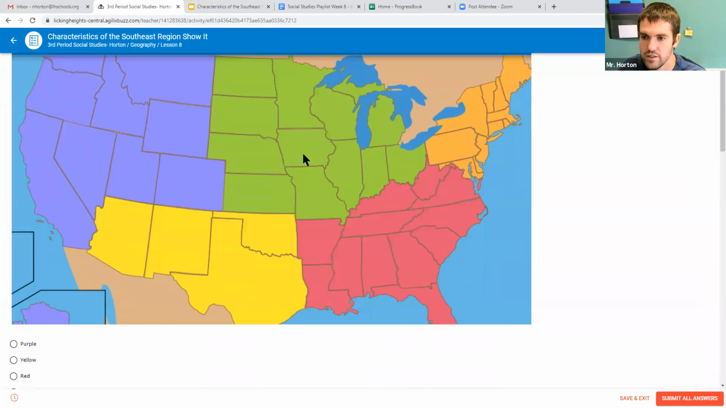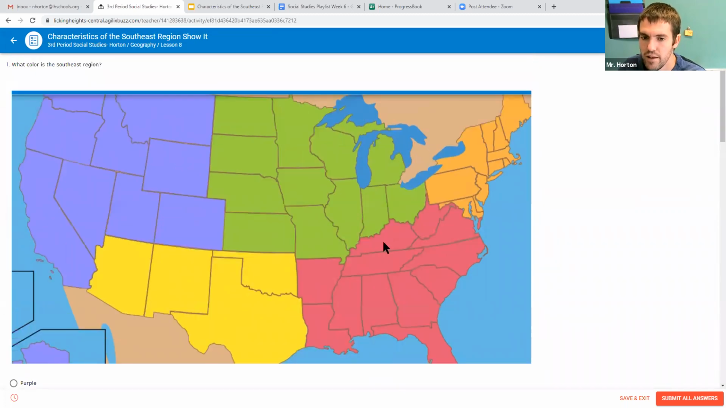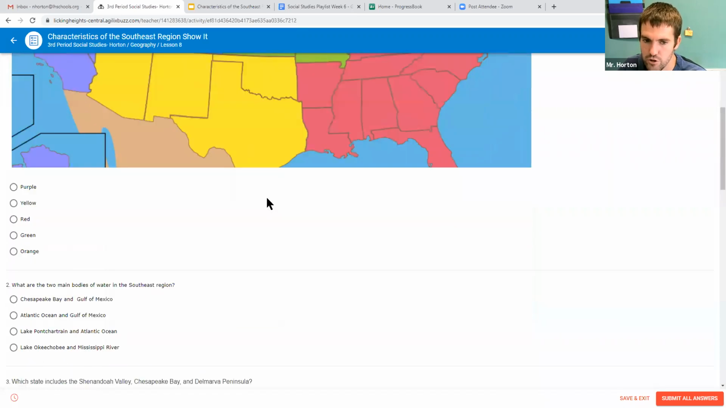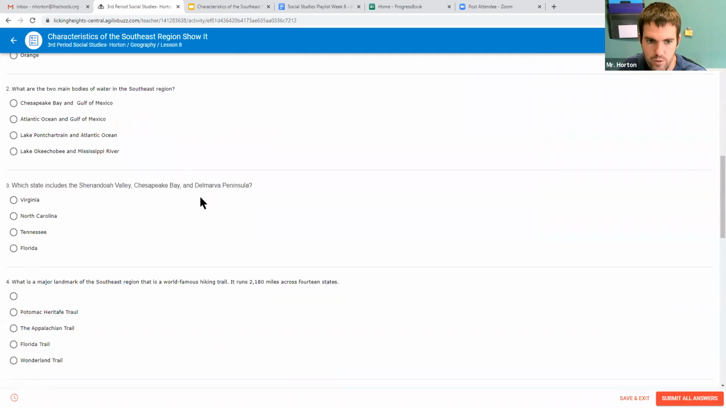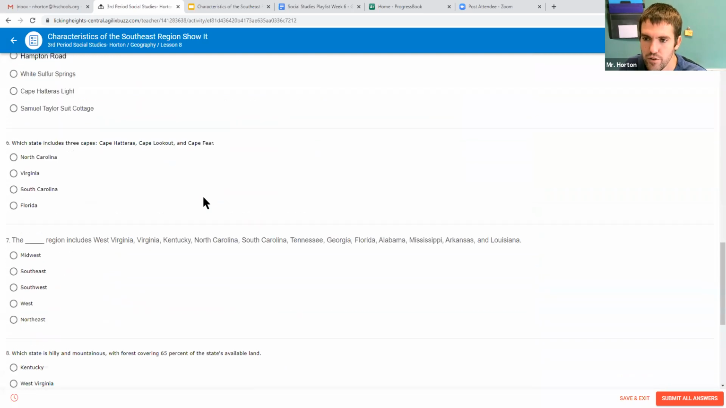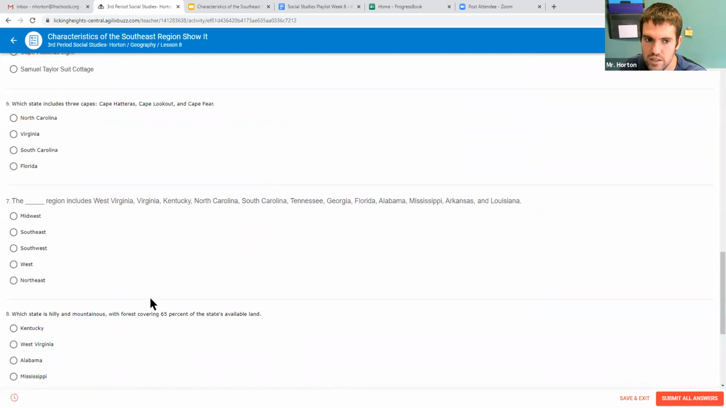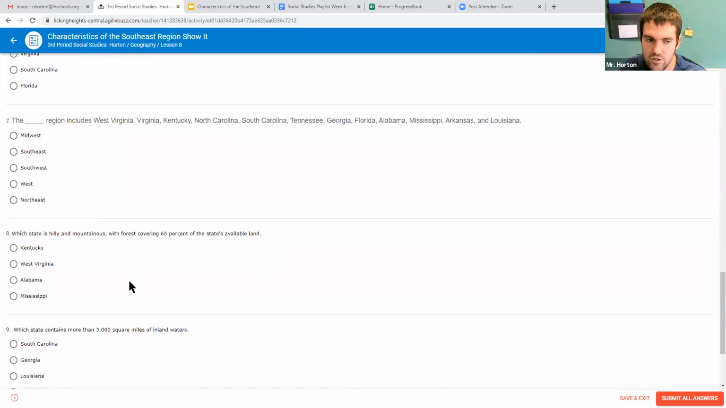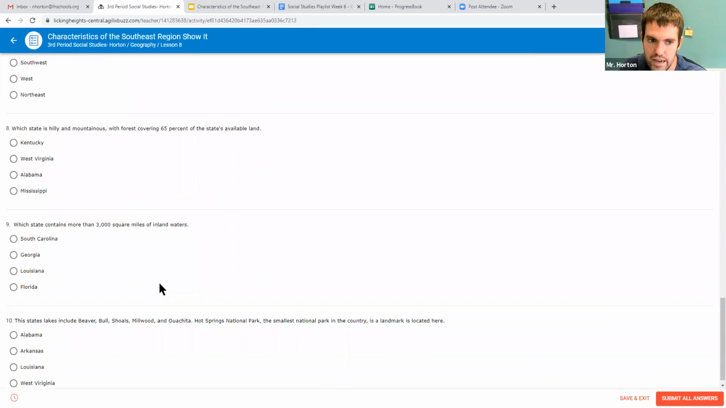So the first one here, again, is like our normal one where you look at the map and you figure out what region is the Southeast region. So we'll figure out where that's located. Remember, use your directions. And then the rest are multiple choice. So I'm going to help you to figure out, write down the important notes that'll help you get the answers to all these questions. All righty.